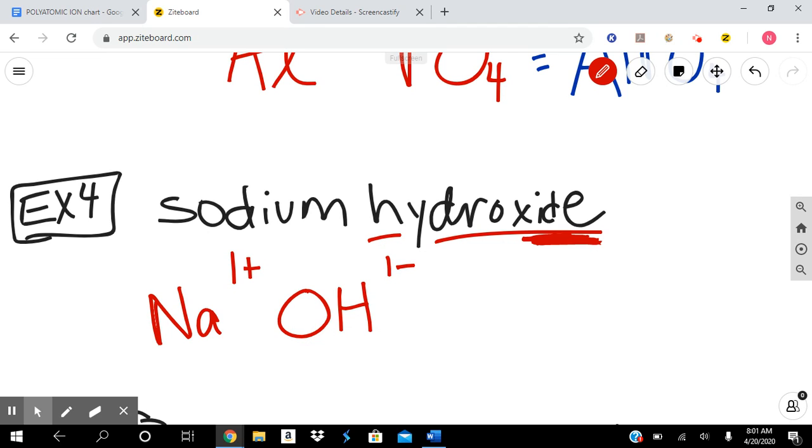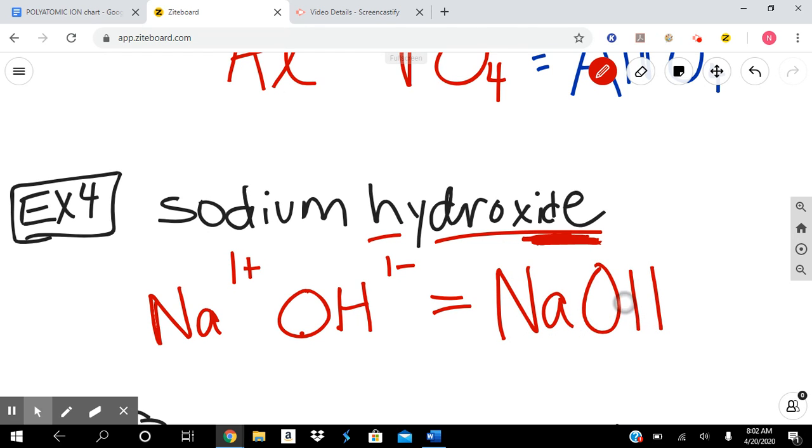So you're going to write OH 1-. Some of you might be thinking, Ms. Gartrell, everything you've given us before has a number next to it. Well, this is still a polyatomic ion because it's made up of more than 1. 1, 2. So some of these, like hydroxide, cyanide, don't have a number next to it. We'll look at your charges. Are they the same or different? They're the same. So you write them down together. NaOH is sodium hydroxide.